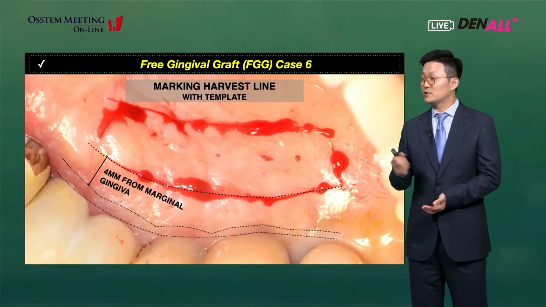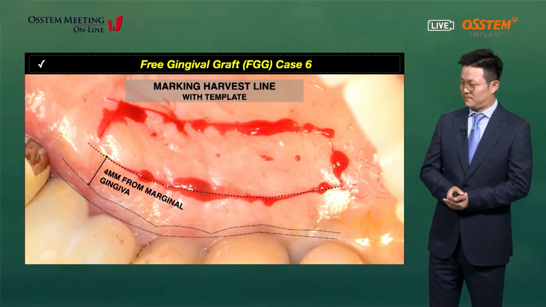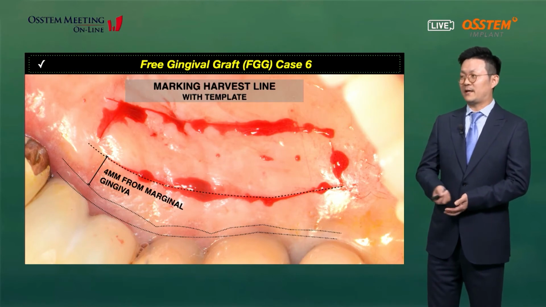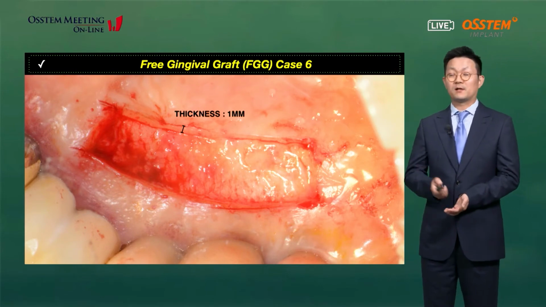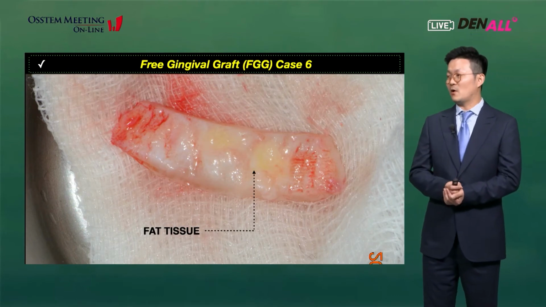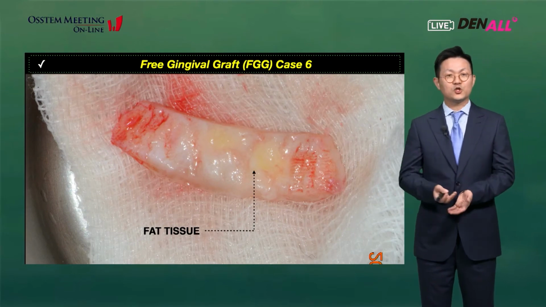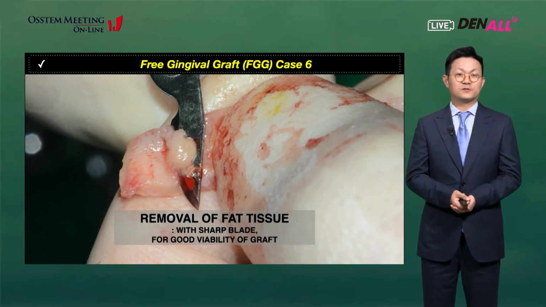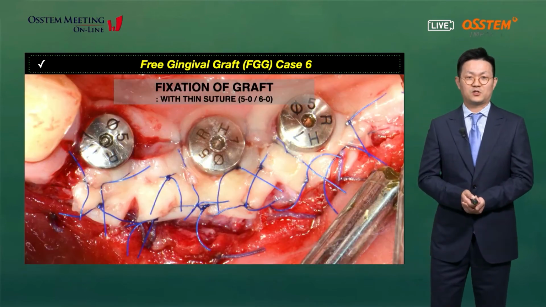And I have used the template for donor site preparation, and after that, we can get this kind of marking harvest line. So I harvest the graft tissue from palate with 1 mm thickness. And after that, as you see, some yellowish tissue is found on the inner side of the graft tissue. It is fat tissue, and as I told you, we have to remove it.